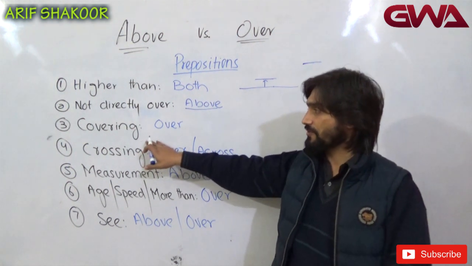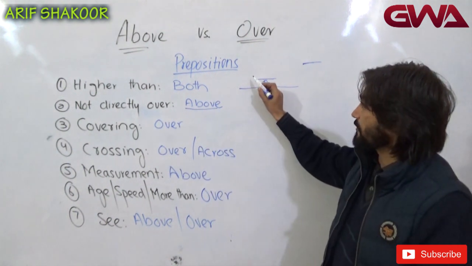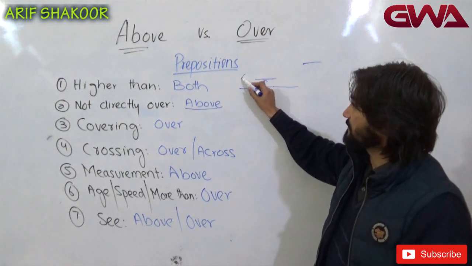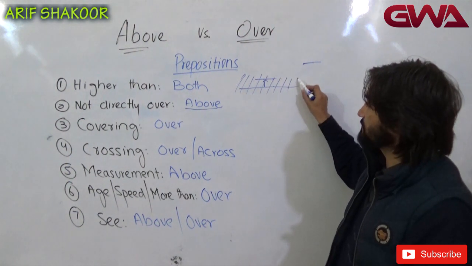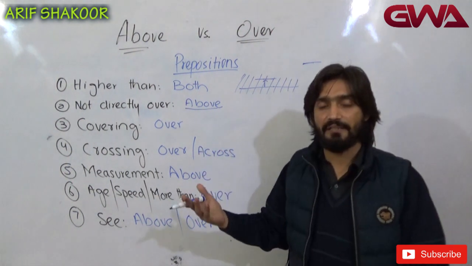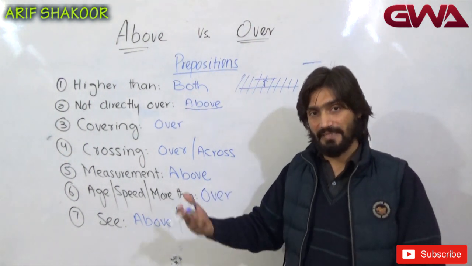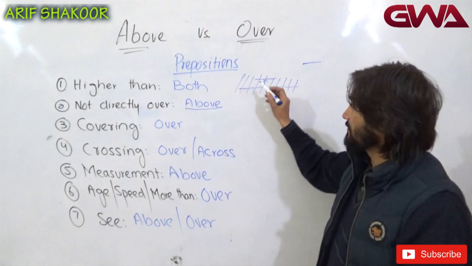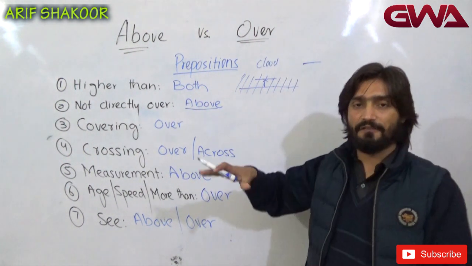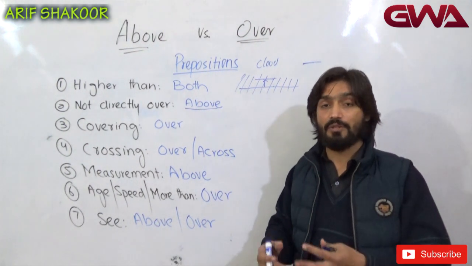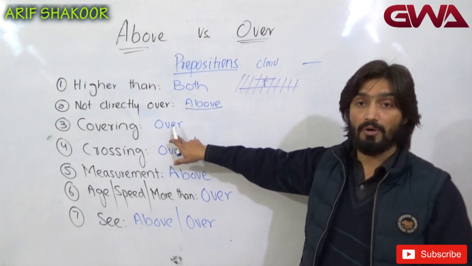The third difference is covering. For example, let's say something is covering something else. There are many situations in which one thing covers another thing. I'll make examples later. For example, let's say clouds. When cloud covers a place, a building, a bridge, we use over.